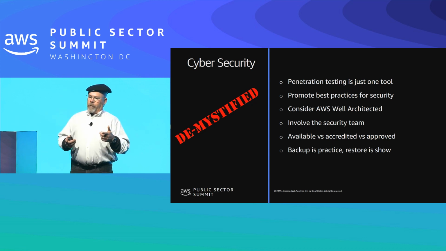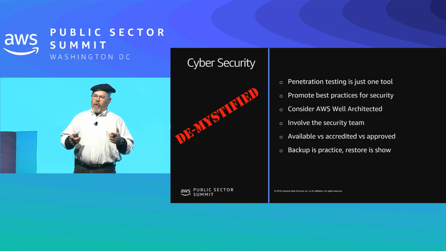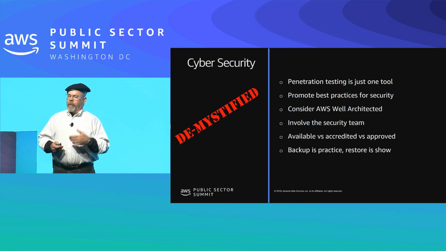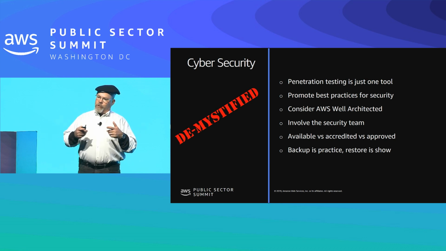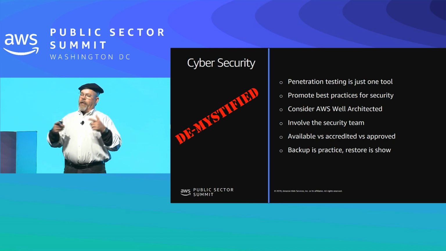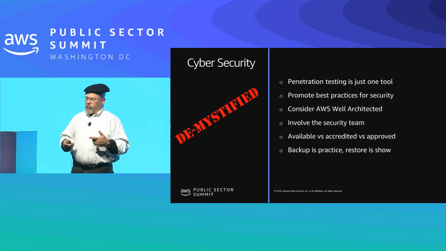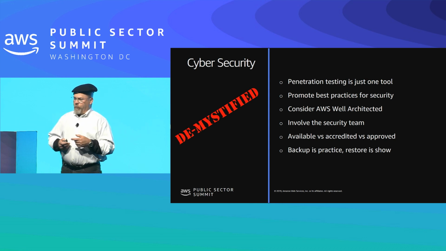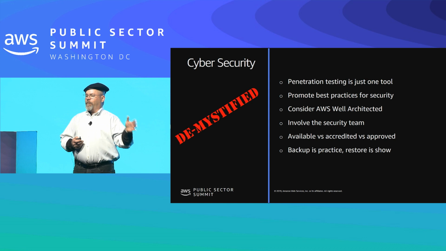The best thing for you to do is use best practices and AWS Well-Architected frameworks and the advice of solutions architects from AWS and our senior consulting partners that have accredited and certified engineers and solutions architects. That's all really important. The best way to demystify cybersecurity at your customer, at your agency where you work, is to include that security team from the beginning. Know the difference between accredited versus approved.